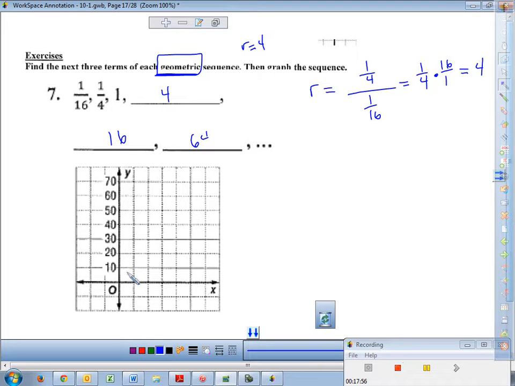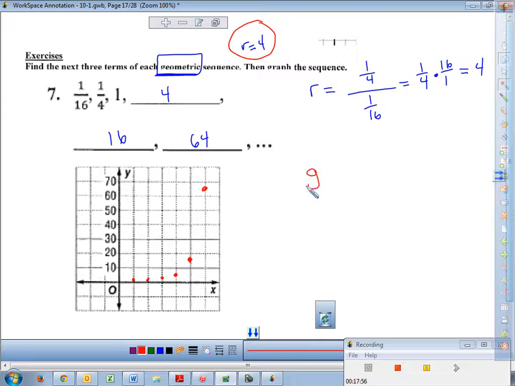So 1/16, holy cow, that's a 10. 1/16, let's use red. 1/16 is basically right there. 1/4, not much higher at all. 1, very, very tiny. 4, about halfway. 16, hey, making some headway, a little more than half. 64, way up yonder. Again, this is an exponential growth because our rate was more than 1. That's our base right there.